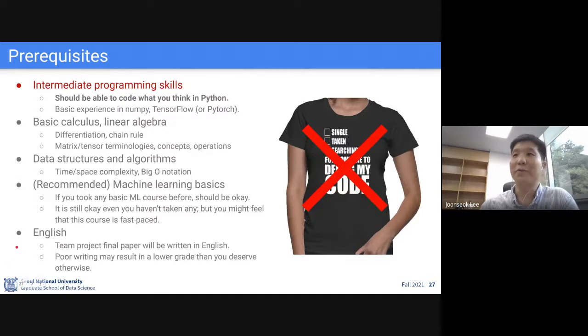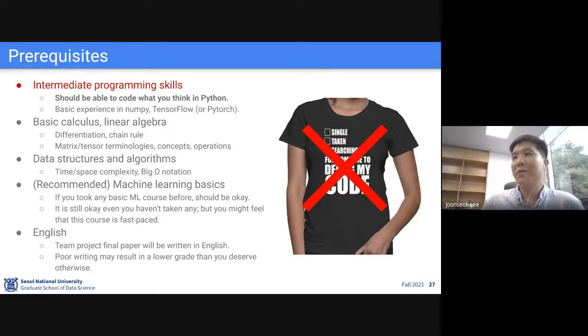English is important because this is an English course. Also, the final team paper will be written in English in CVPR format. English is always important. If you are not competent in writing in English, even if you have done your project really well, that might degrade your final score. But I hope this project will be a good opportunity for you to practice writing a paper in English. Probably most of you need to write a paper in English in the future, especially for your graduate study and thesis and everything.